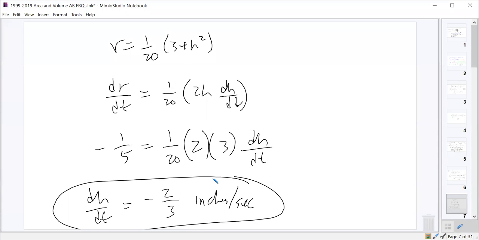That one's a little bit of an abnormal area type volume FRQ, but it's good to see this. From here to here, we took the derivative of both sides with respect to t. So the derivative of r is dr/dt, and then the 1/20 is the constant, so it stays, and then 3 is 0, h squared becomes 2h, and then dh/dt. Does that make sense?